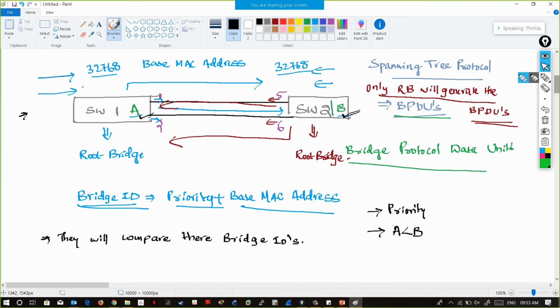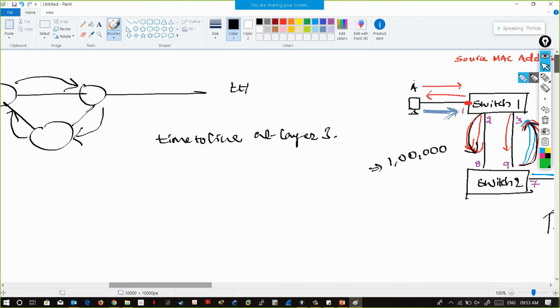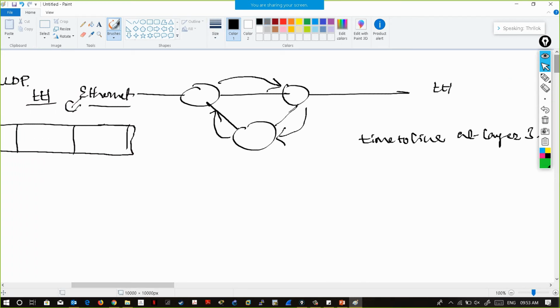Okay. A is lower to B. So switch 1 will be the... Have you ever heard of hexadecimals? Hexadecimal, right? In hexadecimal, 0 is 0, 1 is 1, till 9 is 9, but 10 is A, 11 is B. The same thing here.